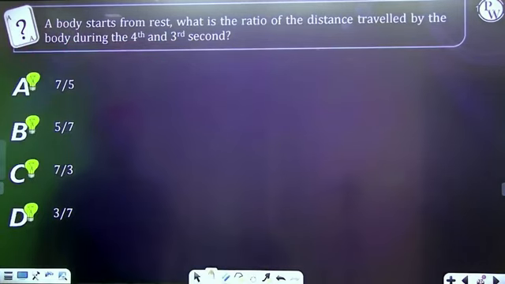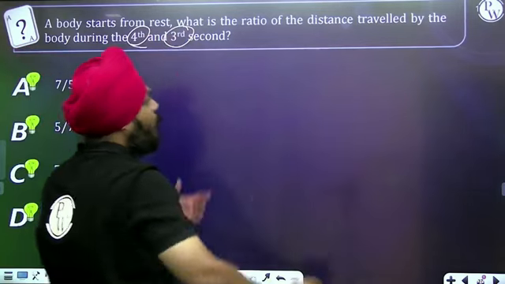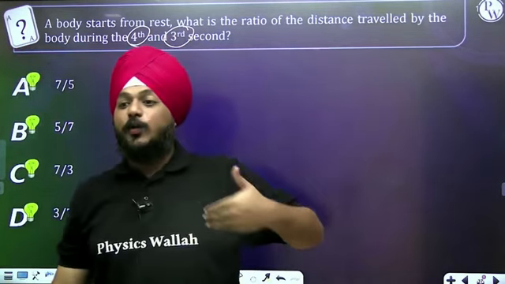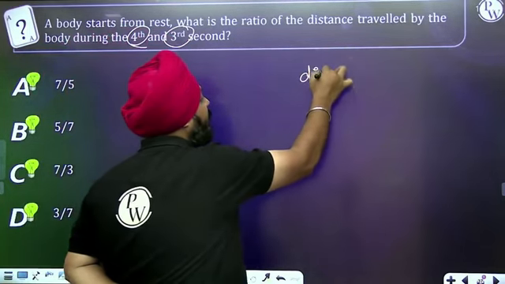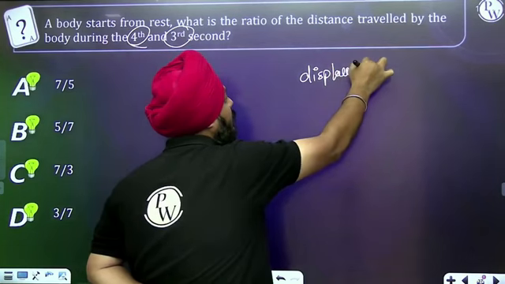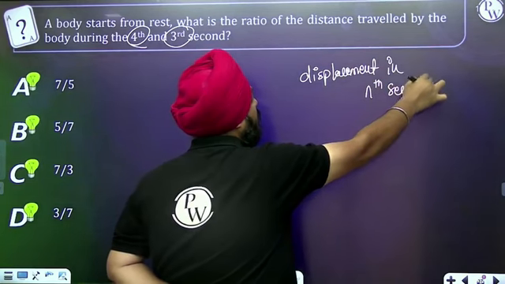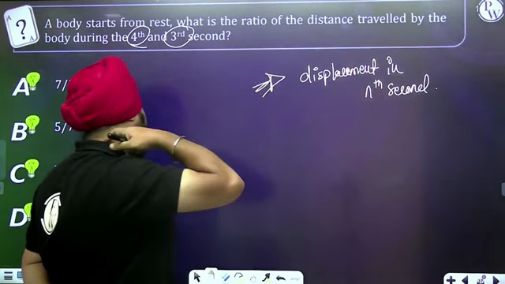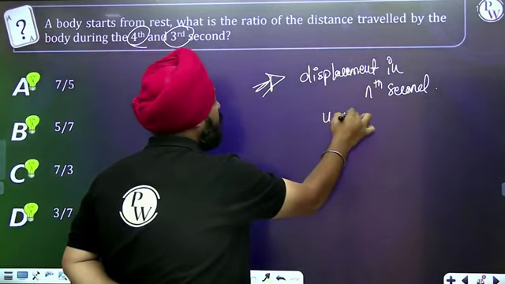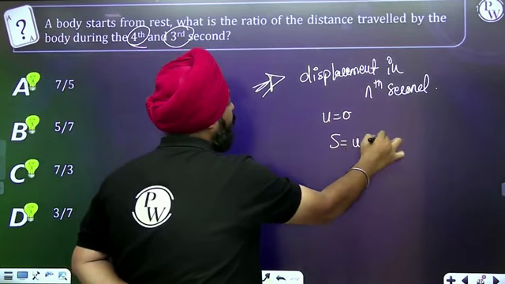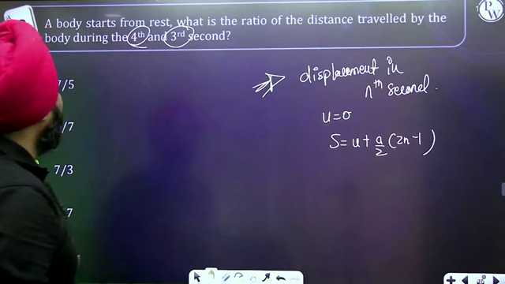A body starts from rest. What is the ratio of the distance traveled in the 4th and 3rd second? Here comes the new formula for the displacement in the nth second. It starts from rest, so u is equal to 0. The displacement in the nth second is a by 2 into (2n minus 1).